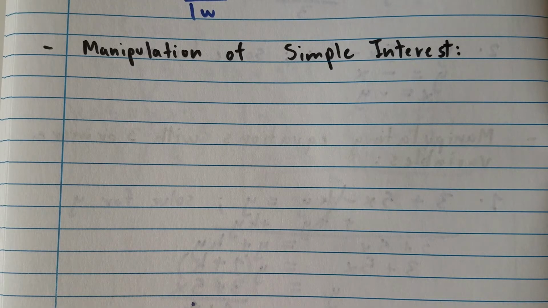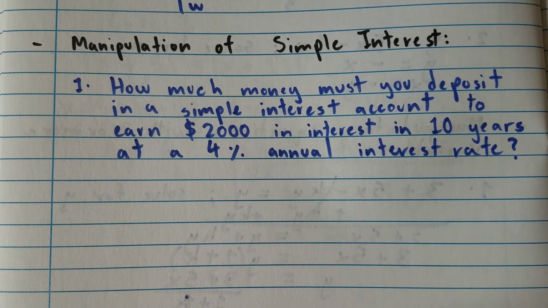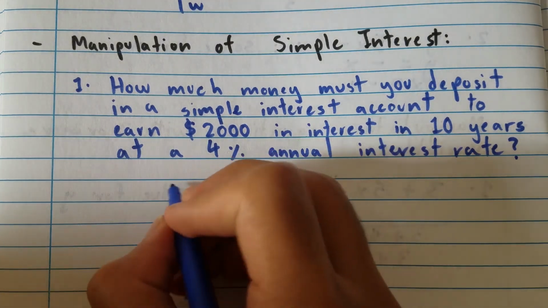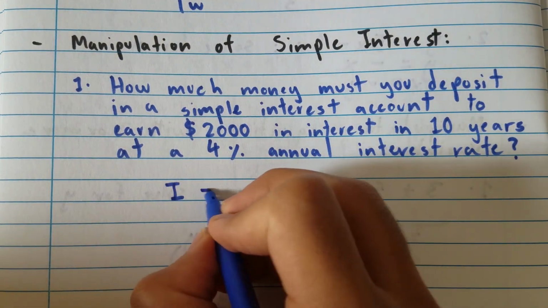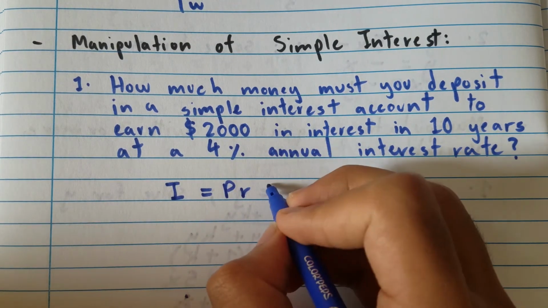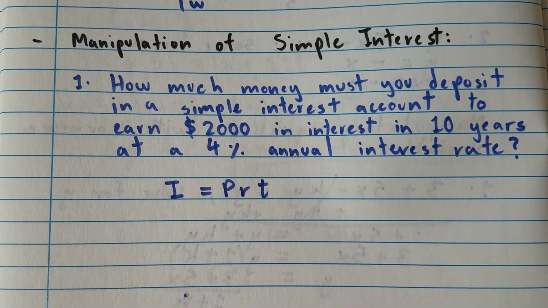Now let's look at the manipulation of a simple interest problem. So in this question, we're asked how much money must you deposit in a simple interest account to earn $2,000 in interest in 10 years at a 4% annual interest rate. So we can start by writing a formula for simple interest. We know that simple interest is represented by the letter capital I, and then I equals the principal amount times the rate, which is this, and times the time at which the interest is placed.